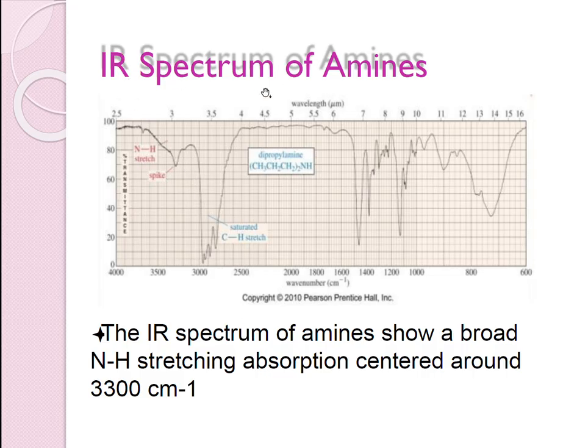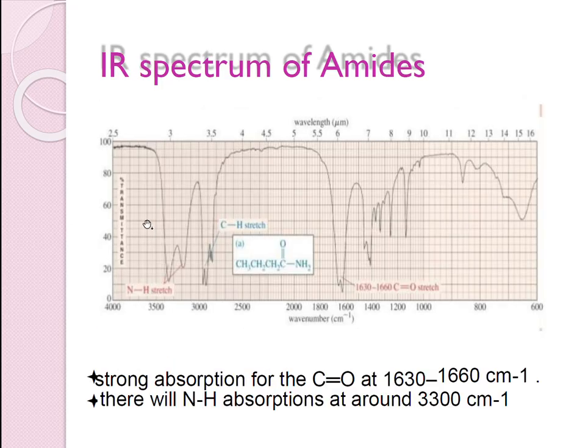Then the IR spectrum of the amines. The IR spectrum of amine shows a broad NH stretching absorption centered around 3300 per centimeter. So for amine, CH is a very sharp peak. Then for NH you will have the band here at 3300 per centimeter. Then amides, for amide, CONH2. For CO, you will have a peak at 1630 or 1660 per centimeter, and for NH, you will have a band at 3300.